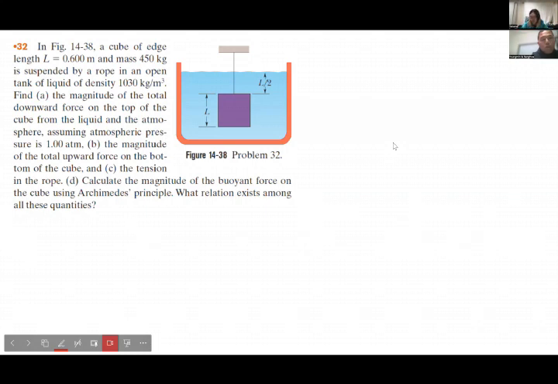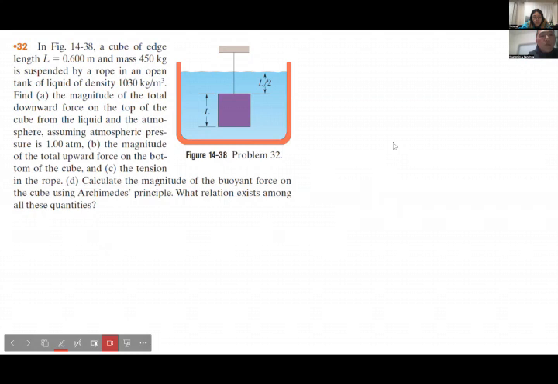So you have some kind of object attached to the ceiling, and the length of the edge is 0.6 meter, and the mass of that is 450 kilograms, and it has slightly higher density than the water itself. So if you leave that object inside water, obviously it will sink. But there's a string that suspends the object inside the water.